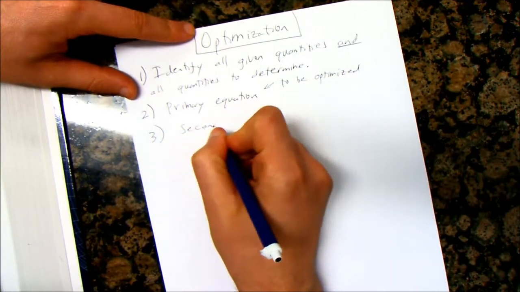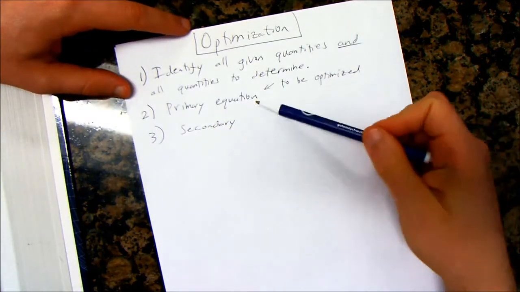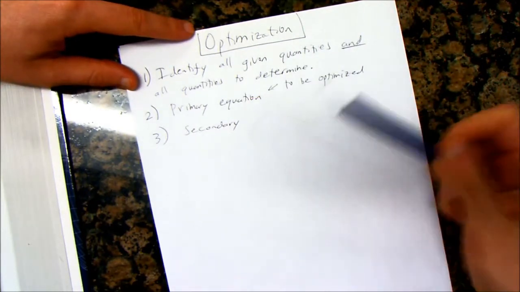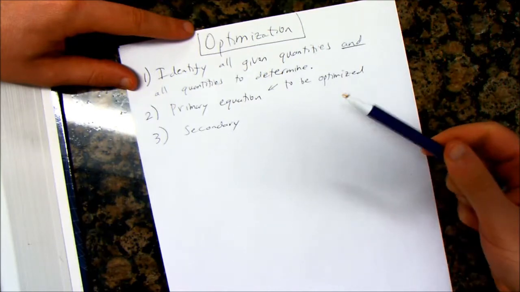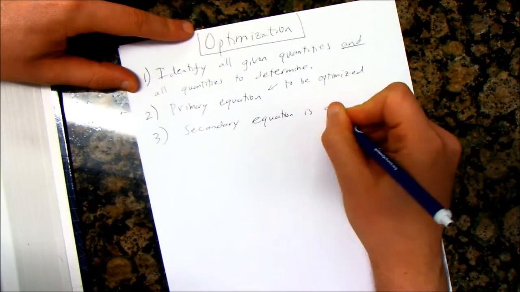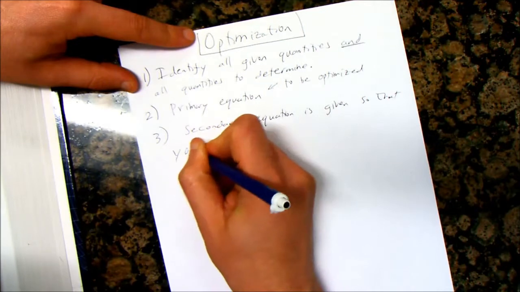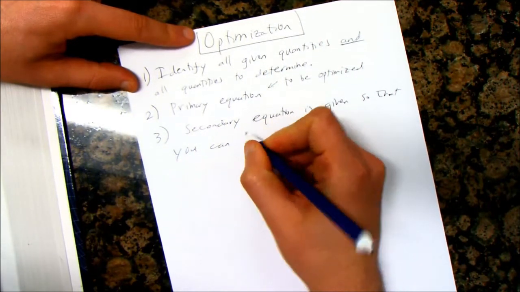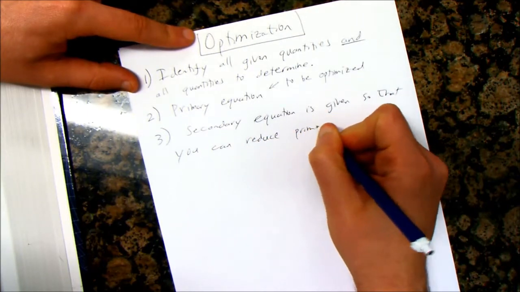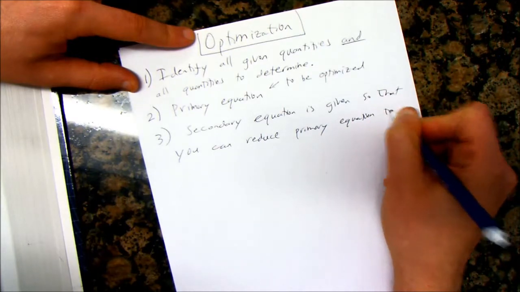Secondary equation is really there because you need to reduce this to be an equation of one variable. This primary equation, they're going to give you an equation of multiple variables. So a secondary equation is given so that you can reduce the primary equation to one variable.